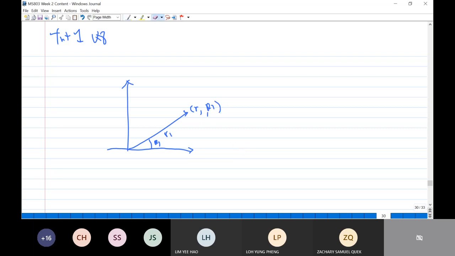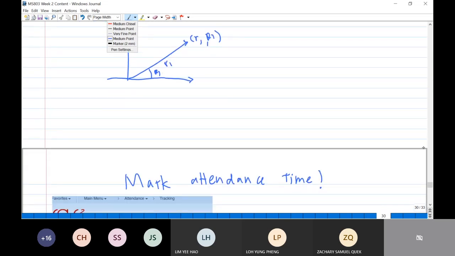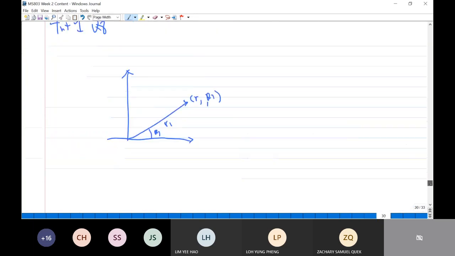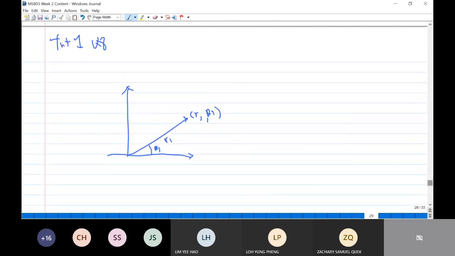Then there's another point. The point is somewhere here now. This point is further away. Let's say this distance is r2, and this angle is theta 2. So this point is r2, theta 2.